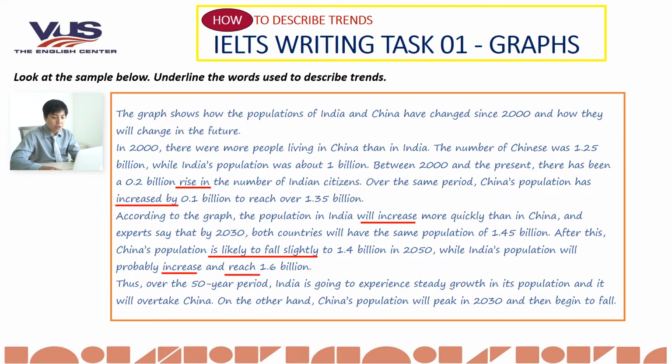And a figure. And also we can use the words like is going to experience steady growth, okay? Is going to, will probably, is likely to. So different ways of describing the future, right? Overtake and will peak in.